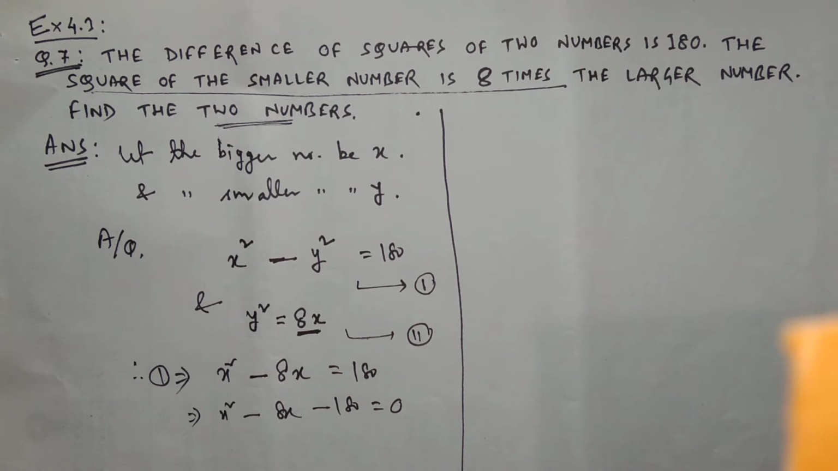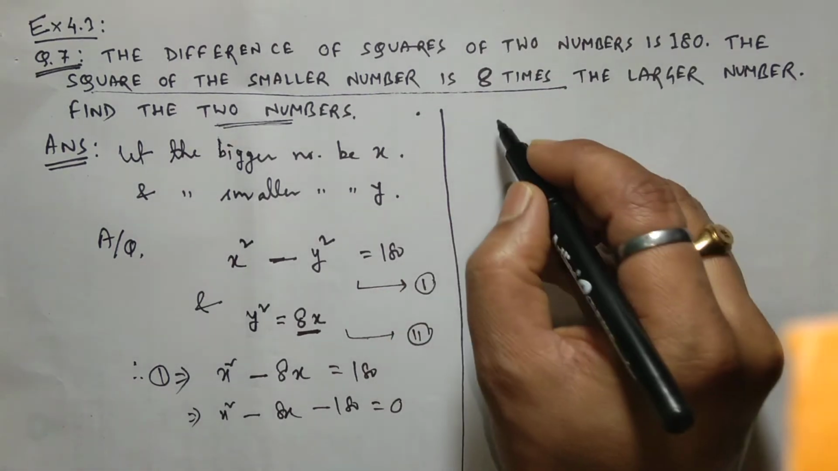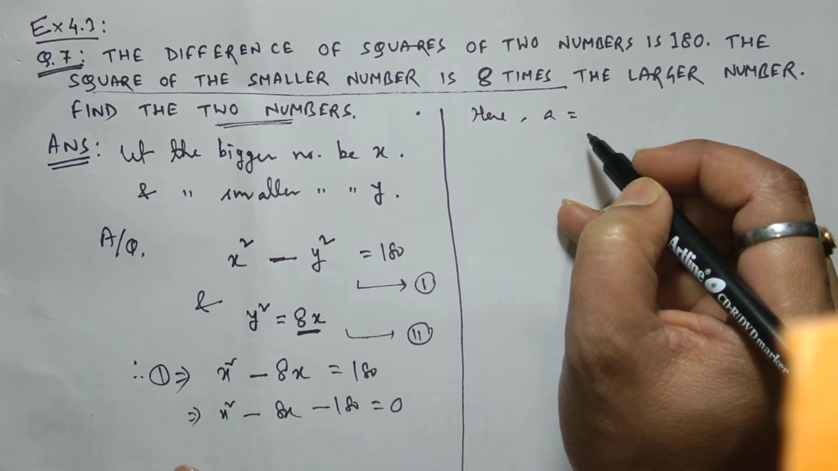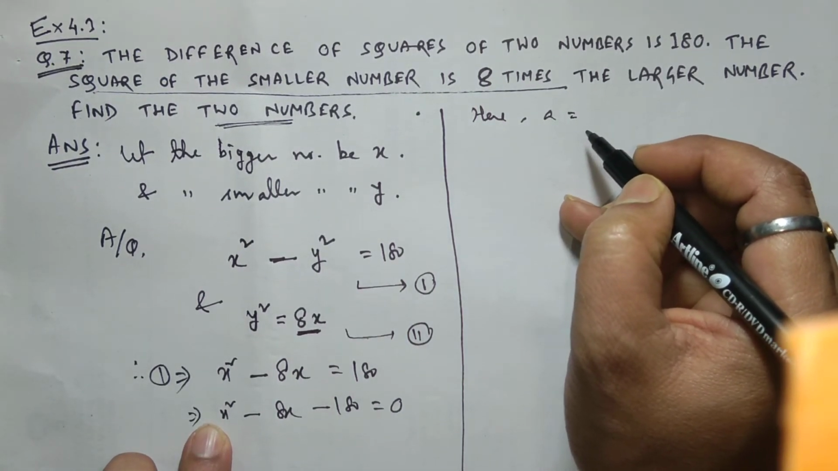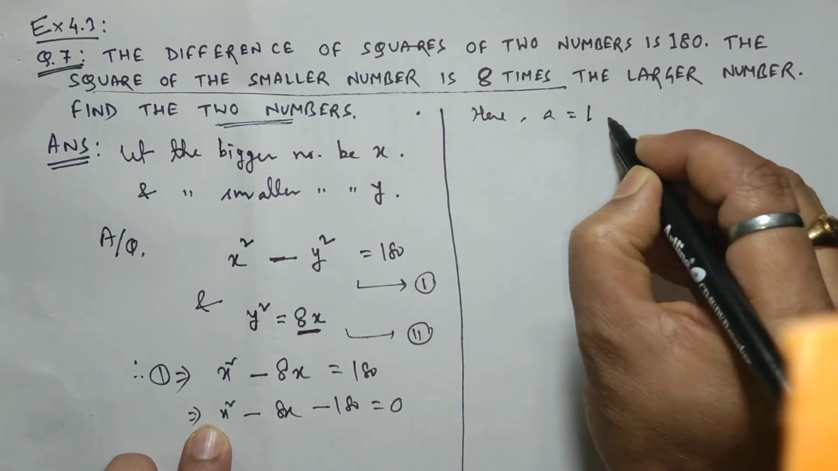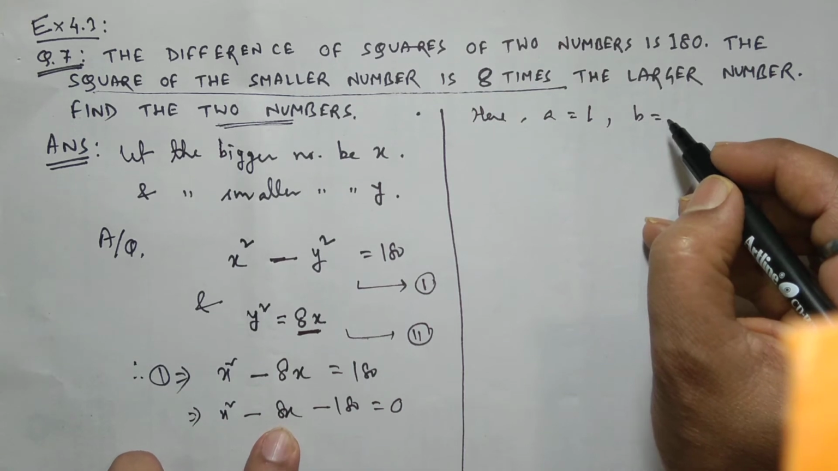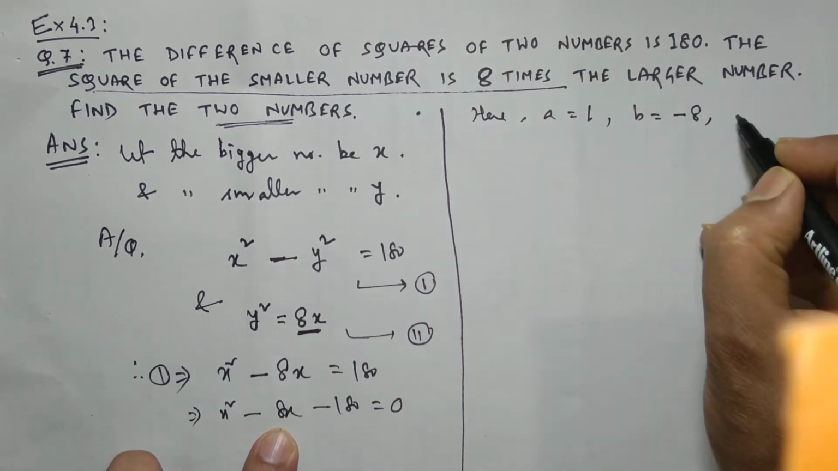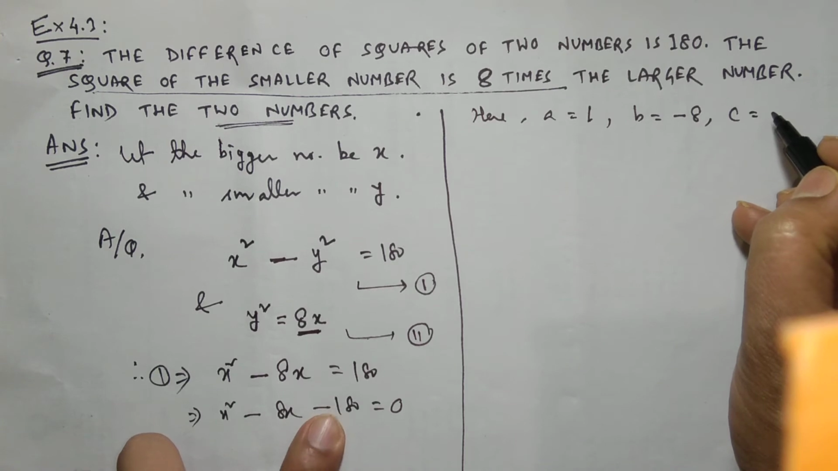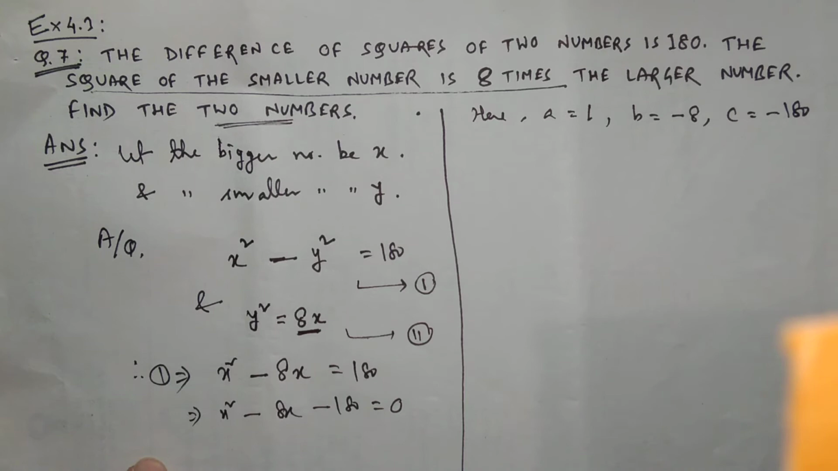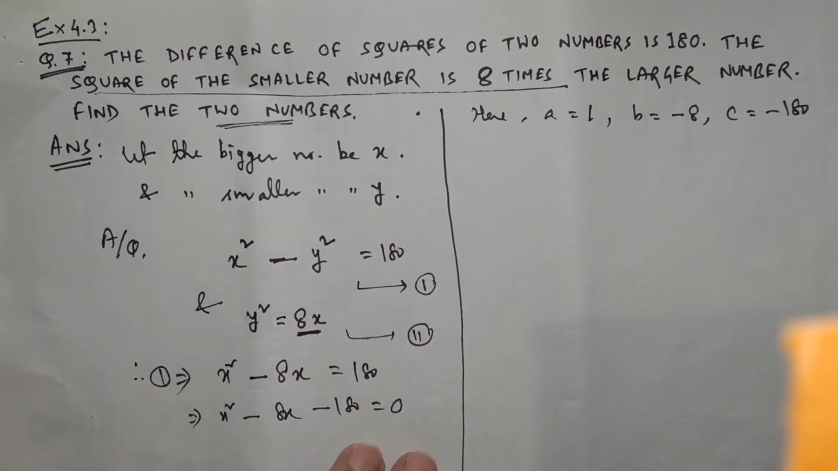Now we need to solve this equation to find the required numbers. We can do the factorization method, but since you are doing the quadratic formula, let us use the quadratic formula here. What is a? A is the coefficient of x square, and no number means here it is 1. What is b? B is the coefficient of x, which is minus 8. C is the constant term, which is minus 180. So a equal to 1, b equal to minus 8, and c equal to minus 180.